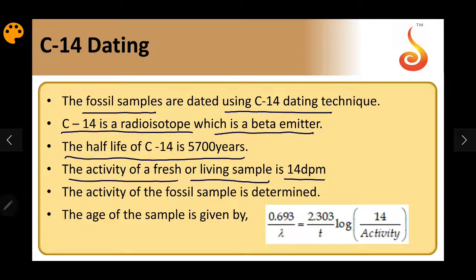So if I find the activity of the fossil sample using the equation, k is nothing but 0.693 by t half. Sorry, lambda is 0.693 by t half here. I know t half is 5700 years, and I can calculate t because I know the activity of the fossil sample, the activity of the fresh sample, and the half-life, so I can find the age of the fossil sample.